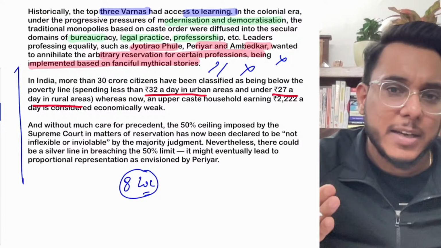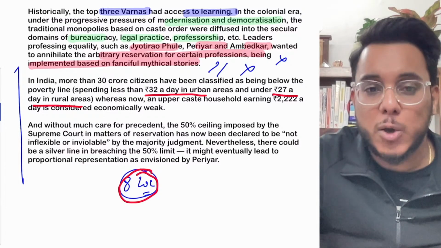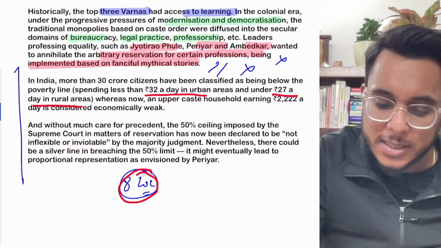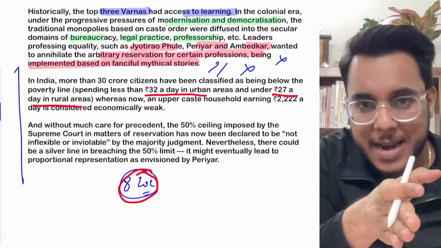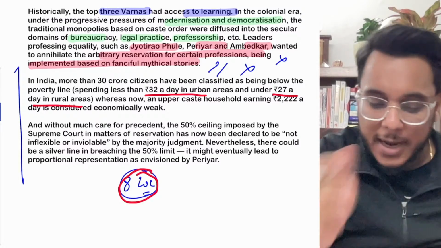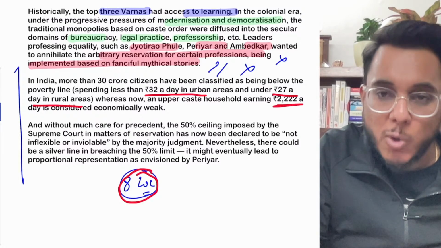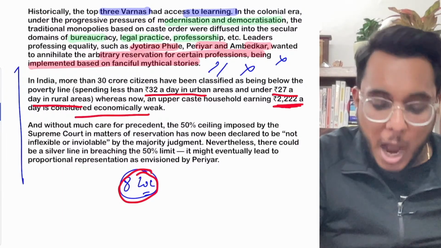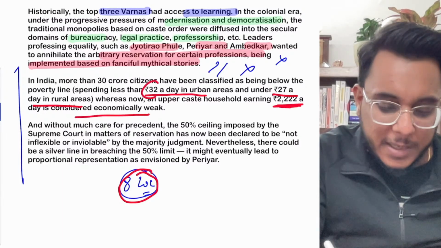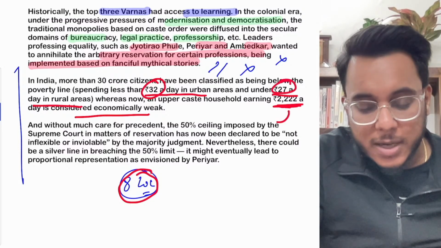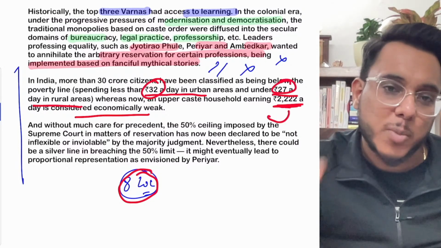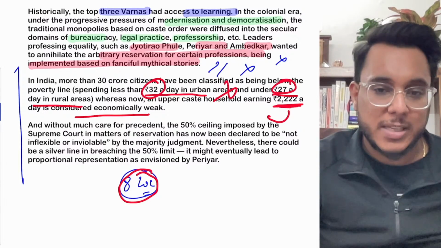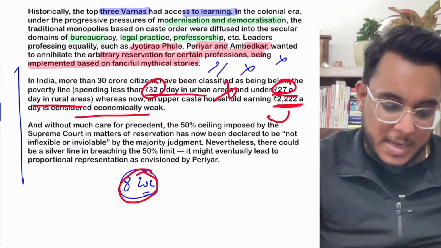But now what we have done in EWS, when we have 8 lakh rupees as a criteria, we are indirectly saying that, if you just divide 8 lakh by 365, a household earning 2222 rupees per day is economically weak. How, when the poverty line is at 32 and 27, is a person earning 2200 rupees also being considered economically weak? This is a dispute that has been raised on this particular reservation.